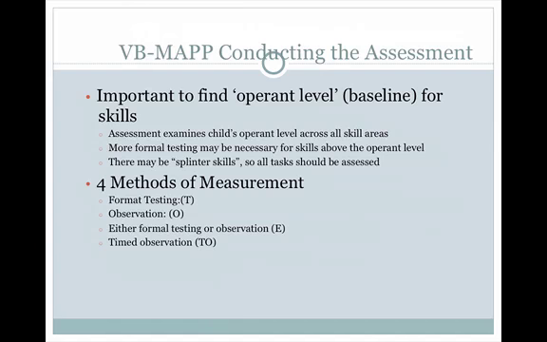In conducting the VB-MAPP, it's very important to find a baseline level for skills, and that's a concept you'll run into in other kinds of interventions as well. So the assessment is going to look at all those different areas and try to figure out where the learner is now. Sometimes we're trying to get an overall level, but most of the time we're also trying to look at the scatter. Most individuals with significant developmental disabilities, and especially with autism, have some splinter skills, strengths, areas where they're unusually good, compared to areas that they're truly struggling at.